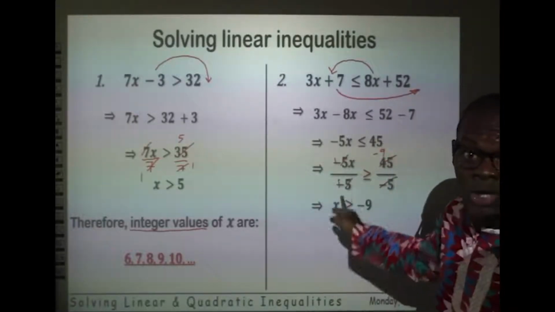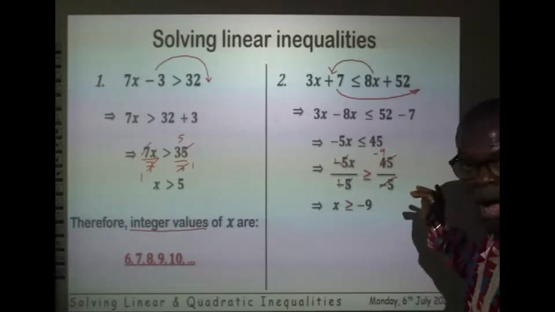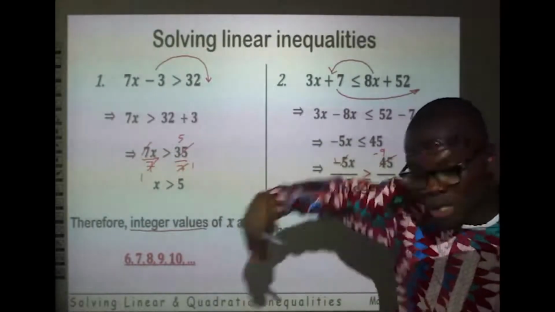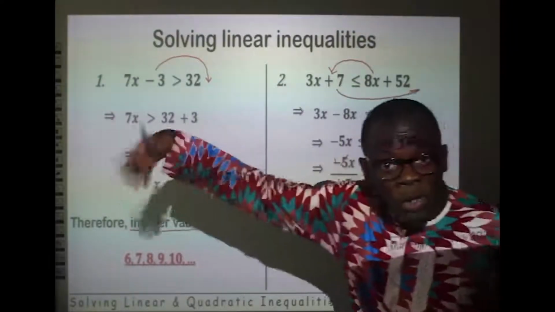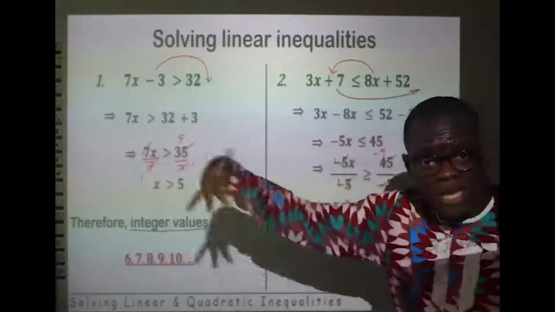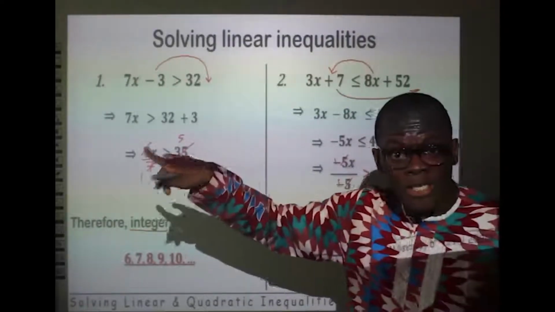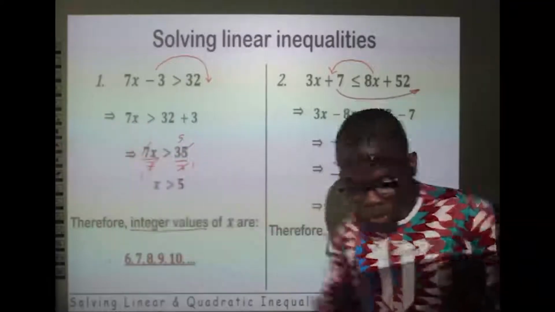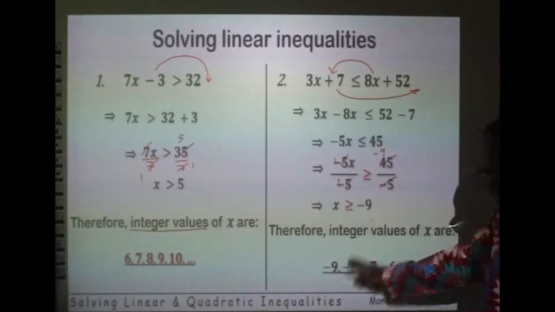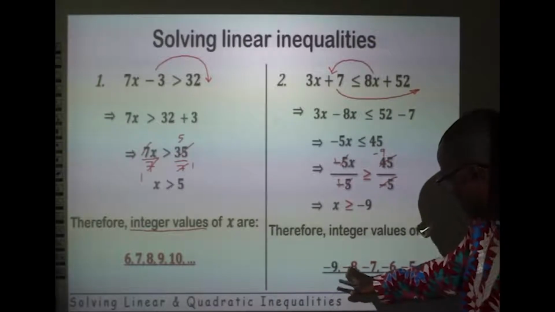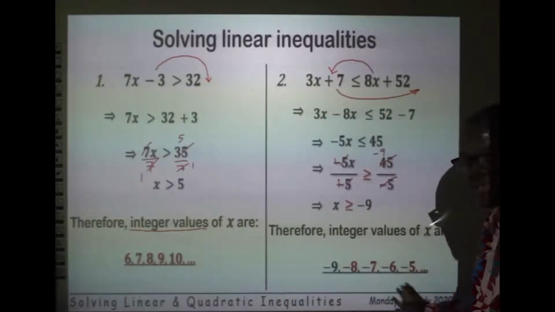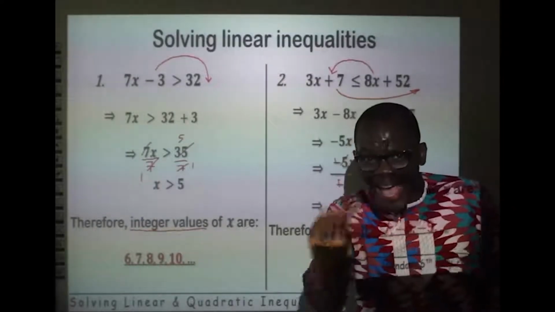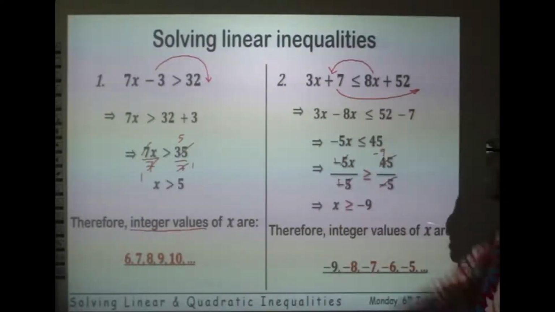Alright? So if x is greater than or equal to minus 9, what are the possible integer values? You're going to start with minus 9, and then all other values of x greater than minus 9. Minus 9, remember it's a negative number. Minus 9, minus 8, minus 7, minus 6, and so on. So minus 9, that's where you're starting from. And then you proceed minus 8, minus 7, minus 6, minus 5, and so on. You have to be careful when you have a negative number. Be extra careful. Alright, so far so good.